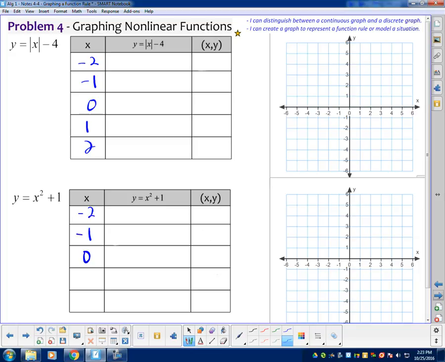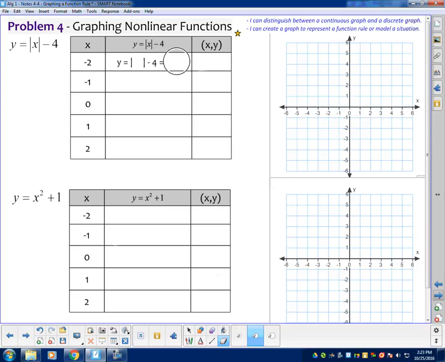So fill that in, -2 all the way through 2. And then we're going to plug in values here. You remember what this symbol means? Absolute value. And what do we do with the absolute value of -2? It's 2. Absolute value of -2 is 2.